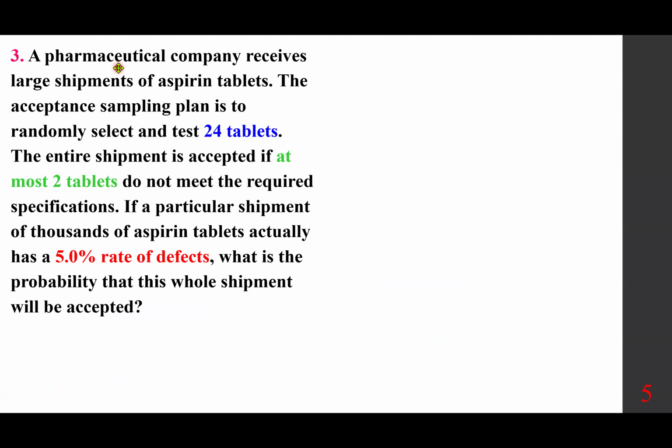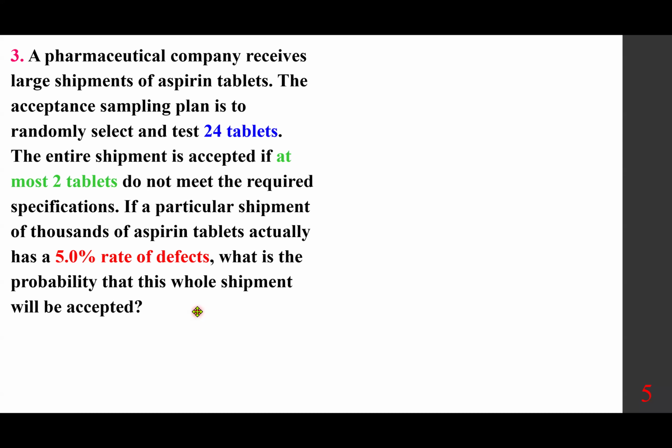A pharmaceutical company receives large shipments of aspirin tablets. The acceptance sampling plan is to randomly select and test 24 tablets. The entire shipment is accepted if at most 2 tablets do not meet the required specifications. If a particular shipment of thousands of aspirin tablets actually has a 5% rate of defect, what is the probability that this whole shipment will be accepted?